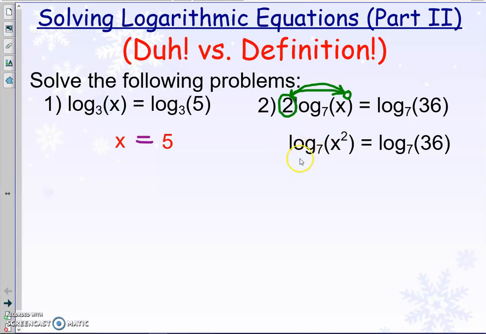And now that we have a single log base 7 equals a single log base 7, I can use the duh property and say, well, this has to equal that.